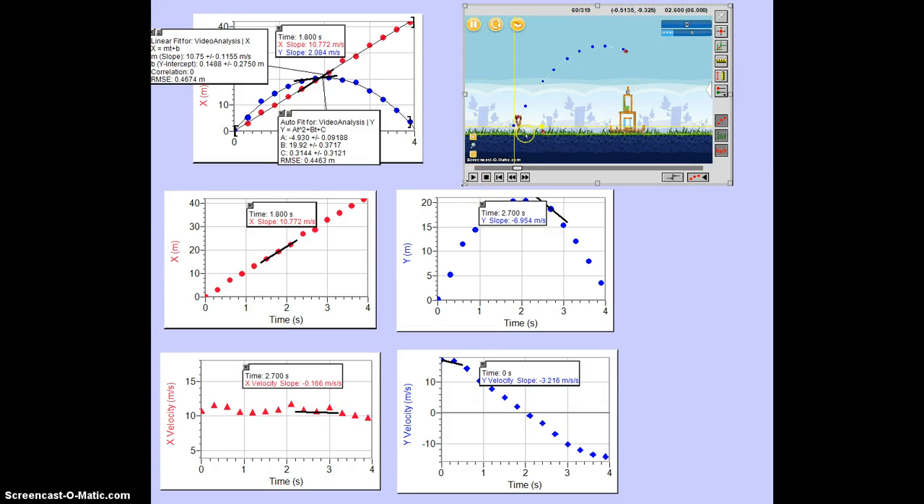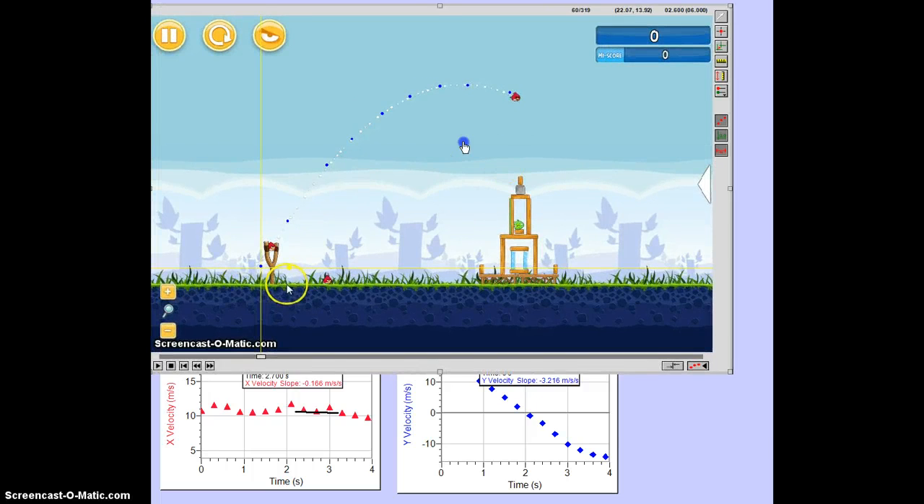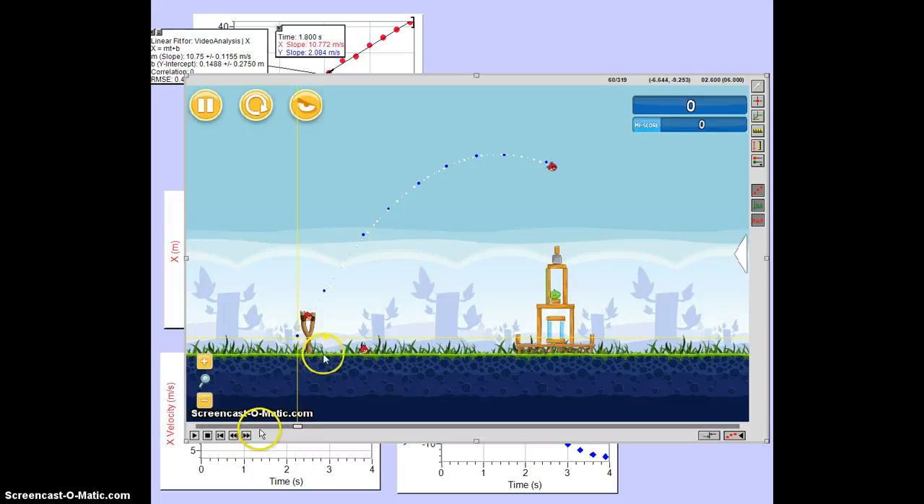So this is an Angry Birds experiment. Look at these two graphs. What we did was, you can see that we maximize this so you can watch the video. What we did was set the origin, which makes the time zero. Right here we set the origin, which you do by pressing on this.